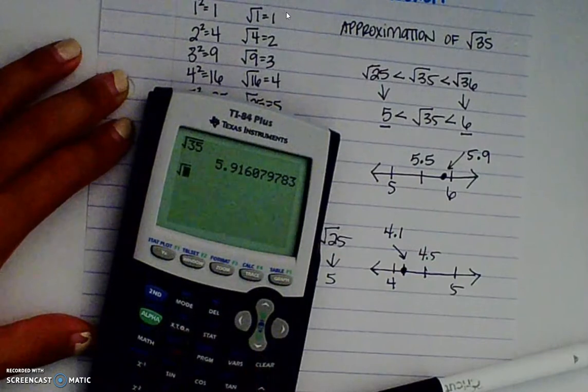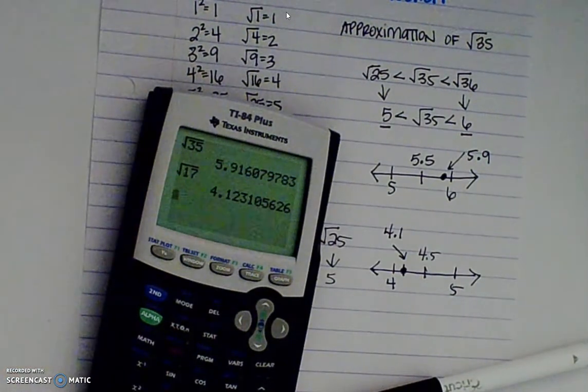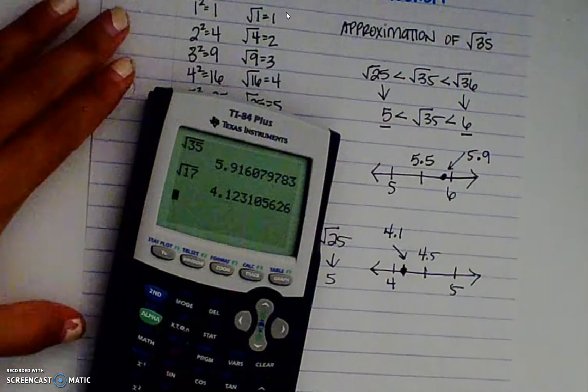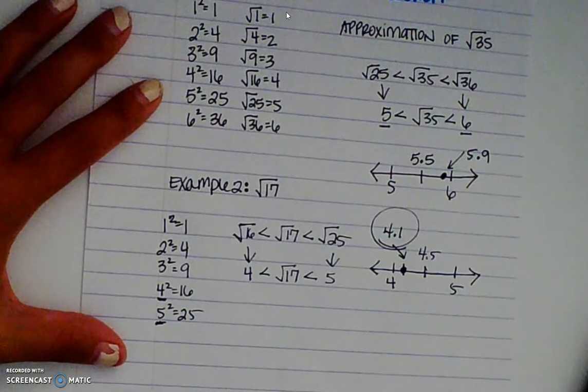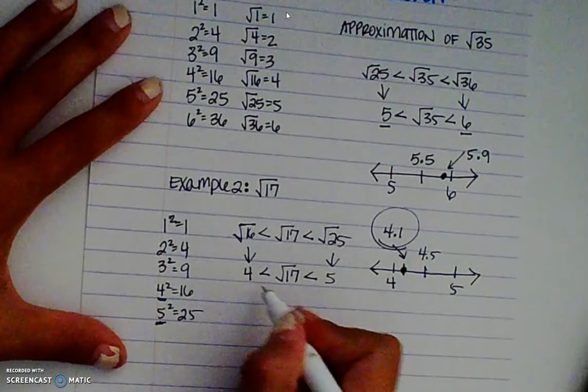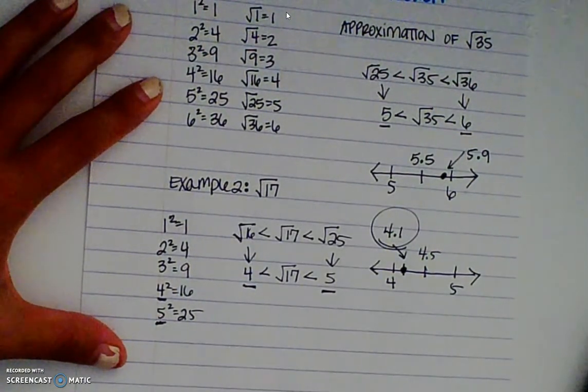So if I said the square root of 17, I get 4 and 12 hundredths, which again is close to 4 and 1/10. So this is a pretty good approximation. If the question were to say what two integers the square root of 17 falls between, then you know it falls between 4 and 5. They might not ask for the exact approximation. They might just ask what two integers the square root of 17 falls between.